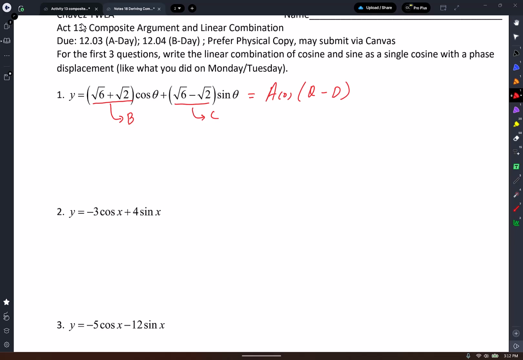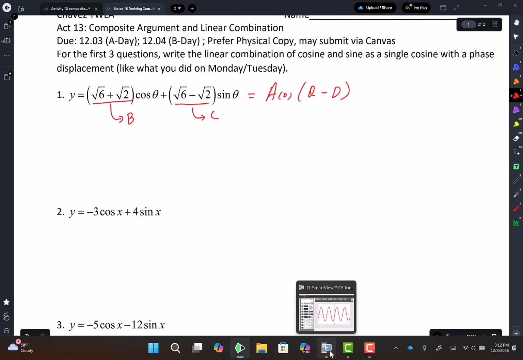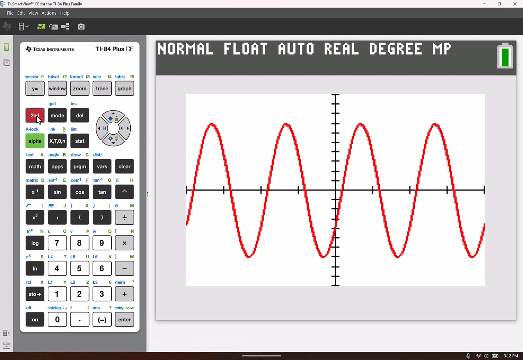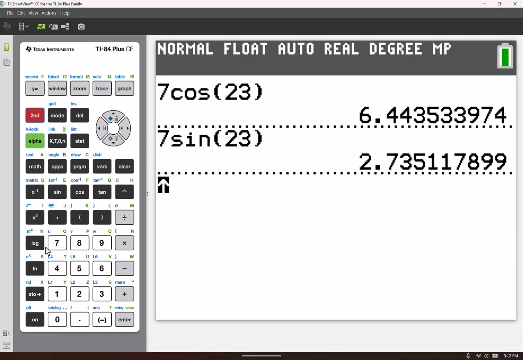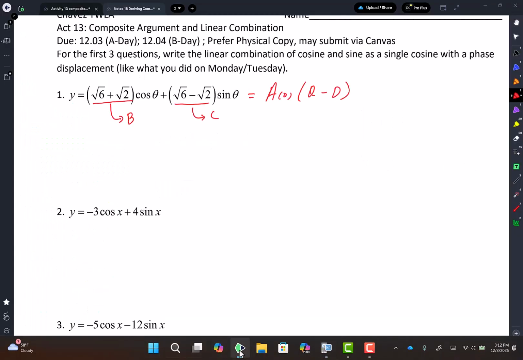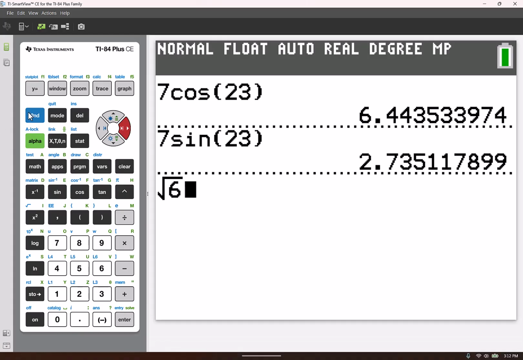So here's what I do. Take your calculator, and you're just going to go square root of 6 plus square root of 2. Well, yeah, why would it be square root of 4? That's just 2, right? Plus square root of 2.